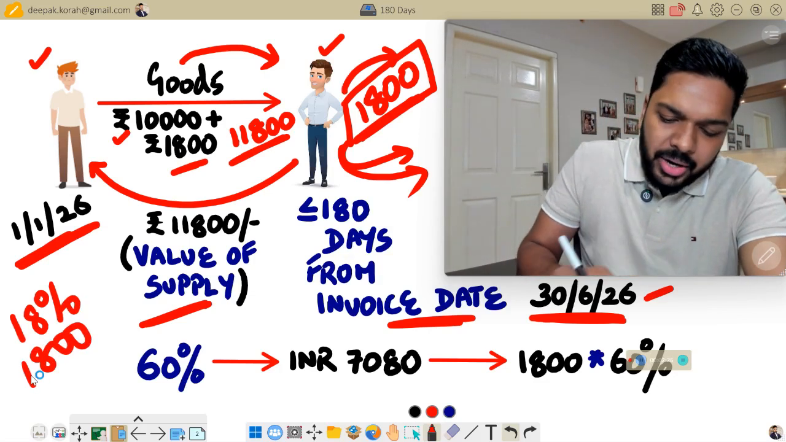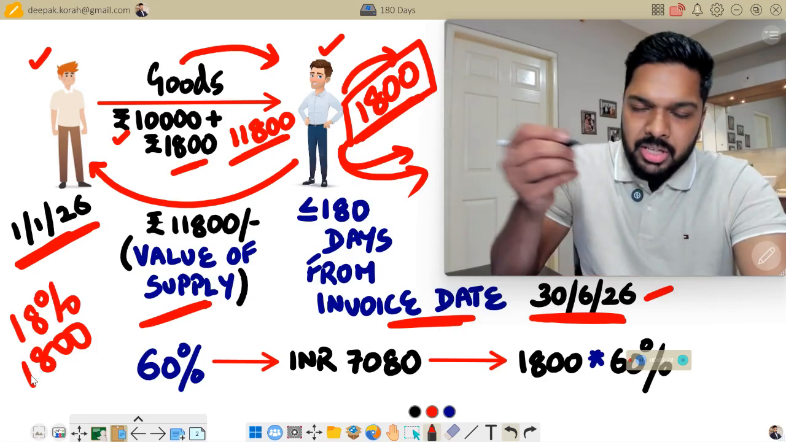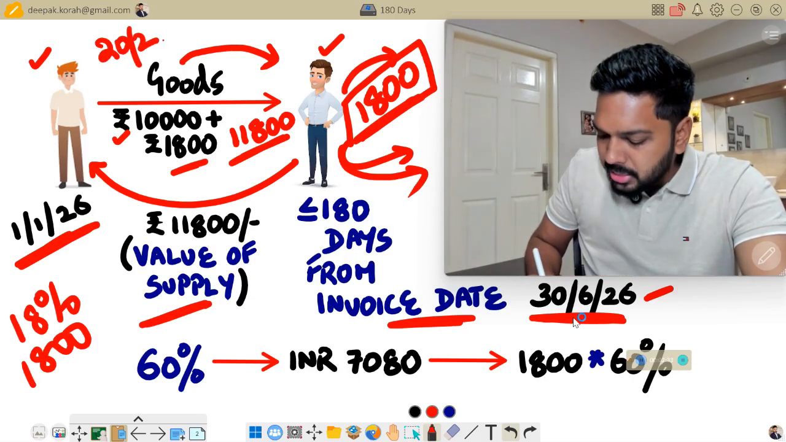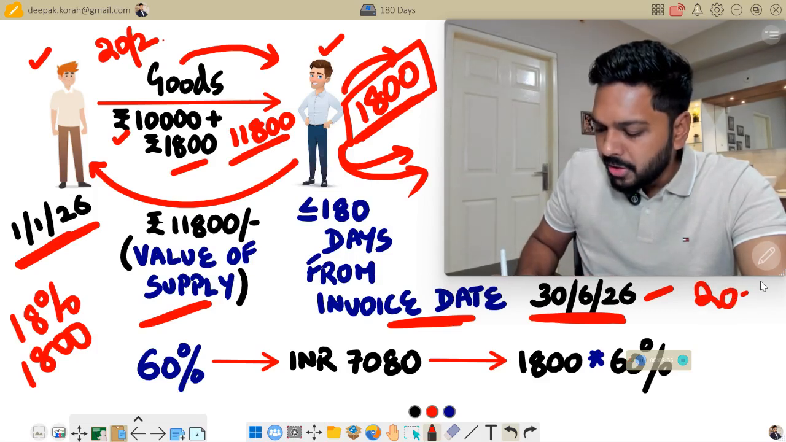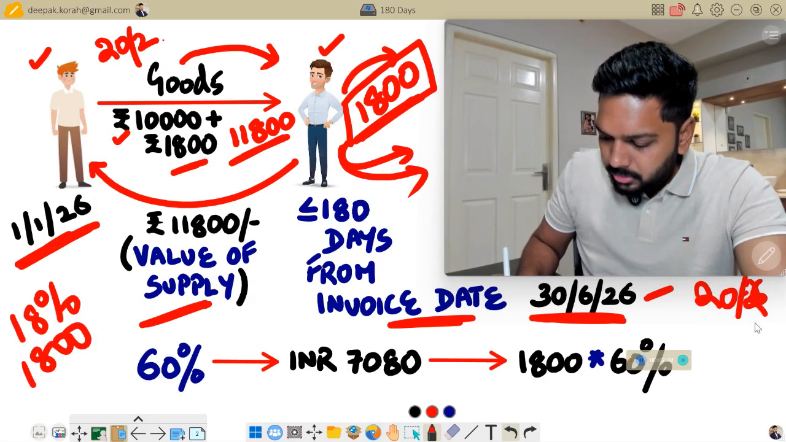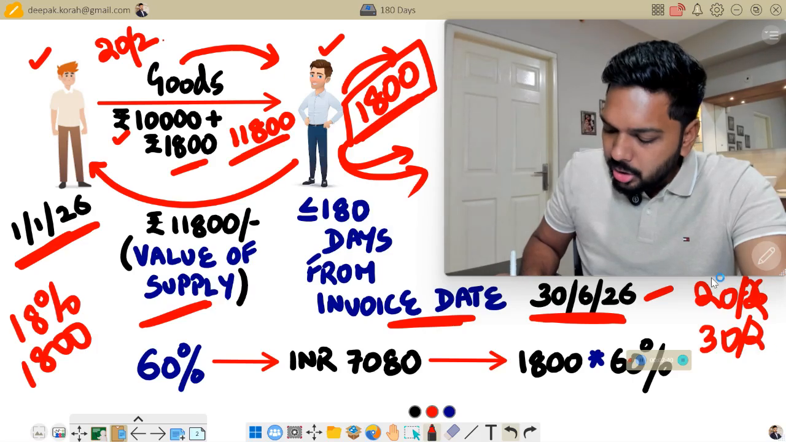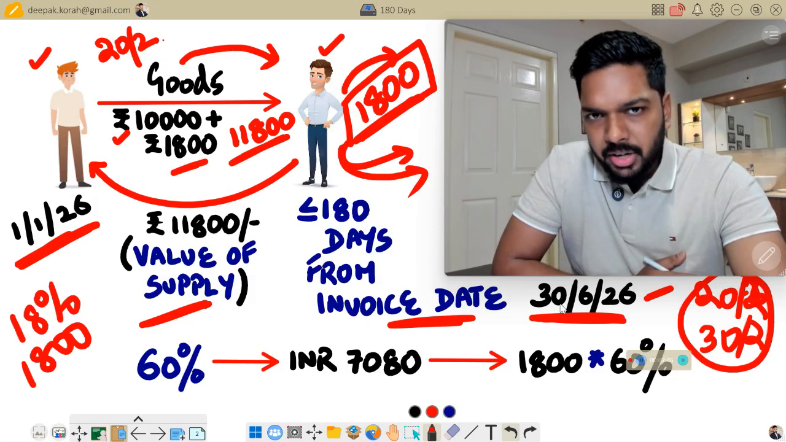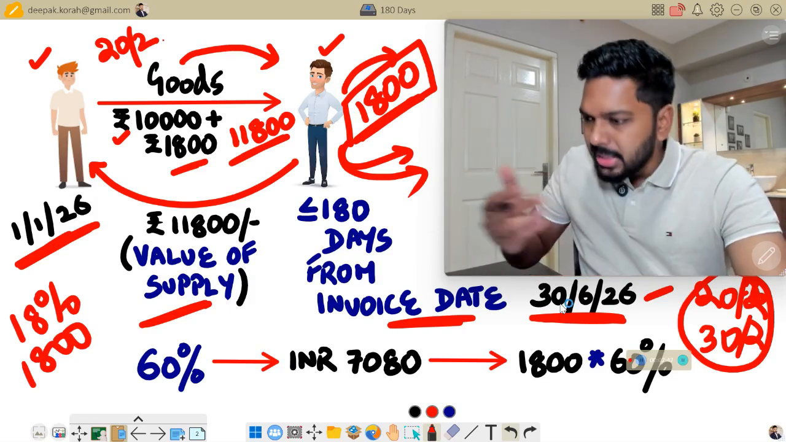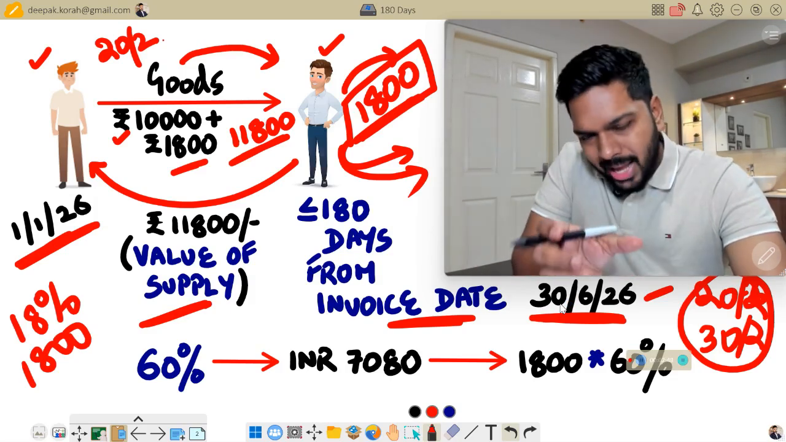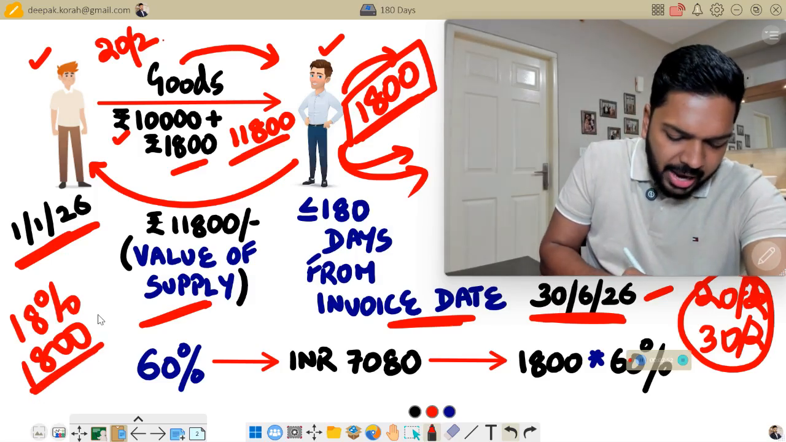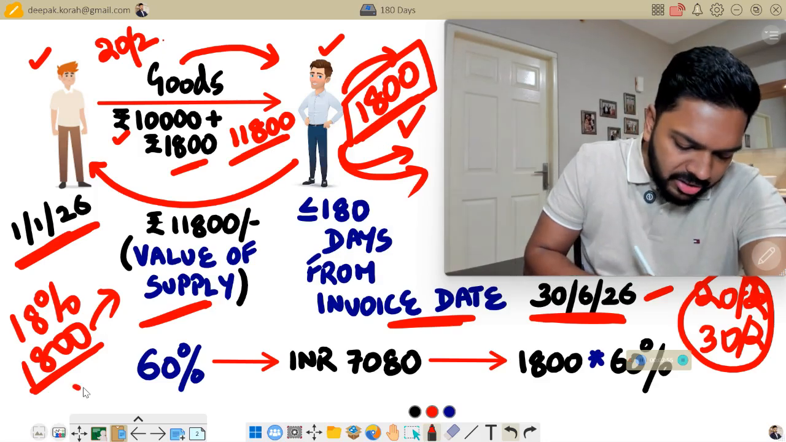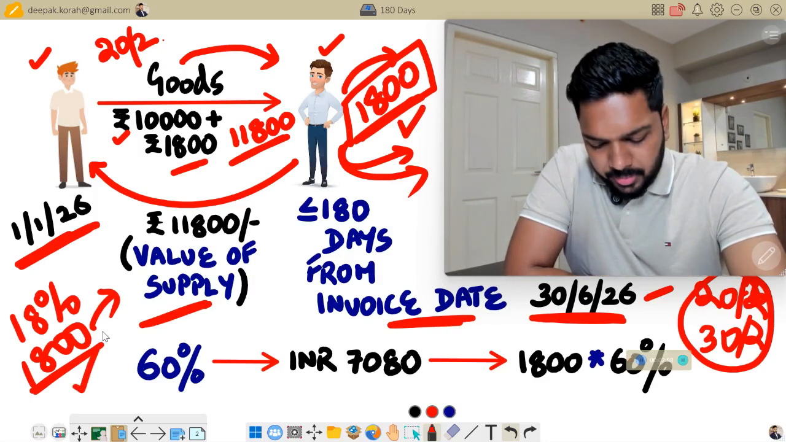Let's say he had availed it when he had filed the 3B, the GST return for Jan, let's say by 20th of Feb, and he has still not paid by 30th of June. So from 20th of Feb right up to 30th of June, he's got to calculate interest on the 1,800 rupees of input tax credit he has availed, for the time he has not paid. He's got to calculate the interest on top of this 1,800 rupees and pay to the government. So you have a reversal of 1,800 rupees and an interest payment also to be made.